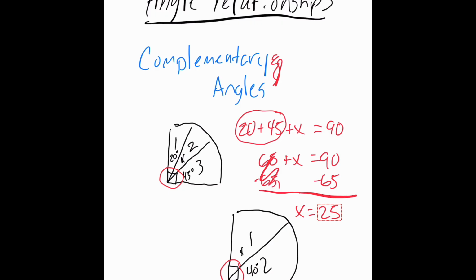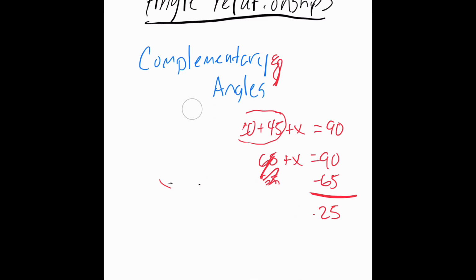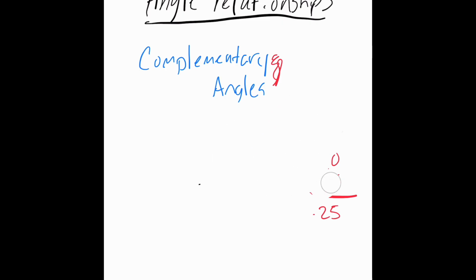So of course at the bottom it would simply be 90 minus 40, which we know would equal 50, okay? So the biggest thing to remember with complementary is that the angles should make a right angle. So they should be sitting in a right angle, and they add up to equal 90, okay?